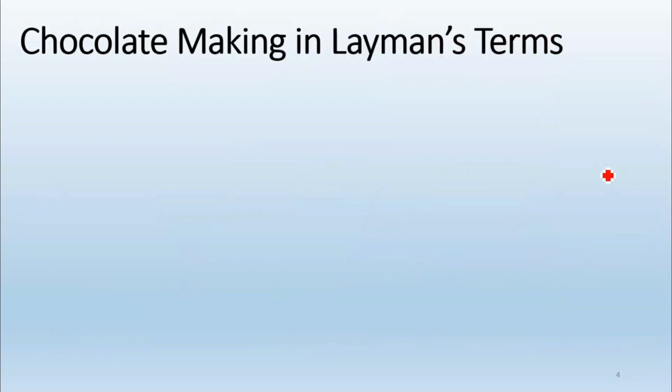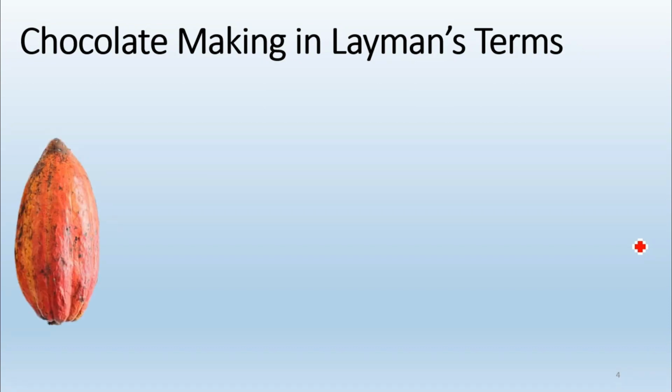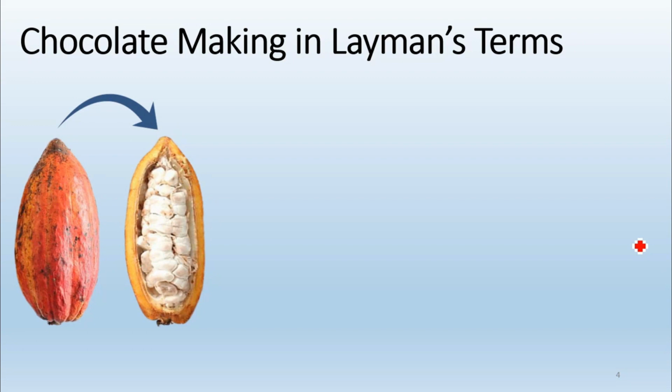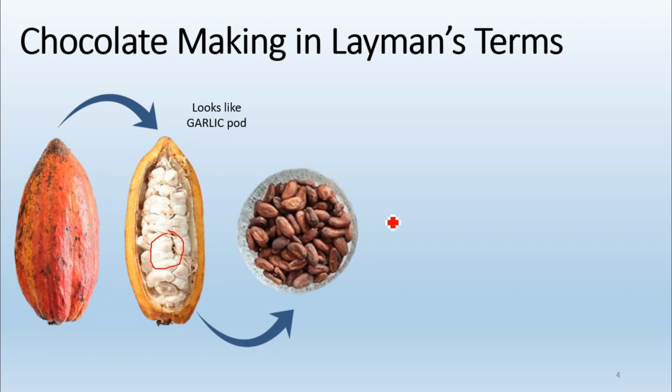So moving toward the next thing, now I will try to explain chocolate making in the simplest way possible so that everyone can understand. Now here we can see a cocoa pod. The farmers harvest this cocoa pod, and after harvesting it, they crack it open. And after cracking it open, you can see that here we have this white structure resembling garlic pods. These beans are taken out, and they undergo the process of fermentation. After the process of fermentation, you can see that their color has changed.